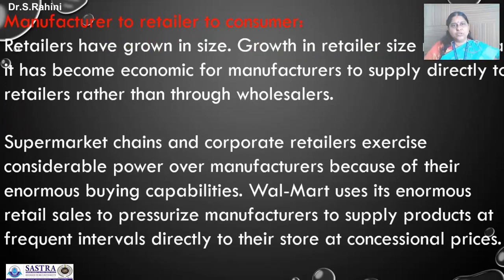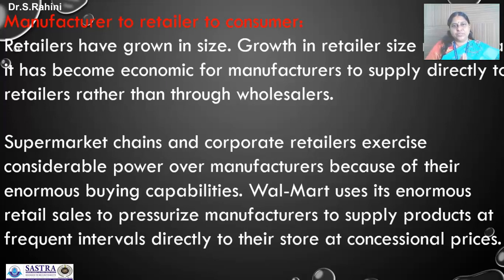The second model talks about the manufacturer to the retailer to consumers. Here the retailer will be in between, the middlemen will be available here. So retailers have grown in size. Growth in retailers' size means that it has become economic for manufacturers to supply directly to retailers rather than through wholesalers. So for some products they will be just sending it to the retailers instead of appointing a wholesaler, and they will be directly selling it to the retail outlets, and those retail outlets will in turn distribute to the consumers.